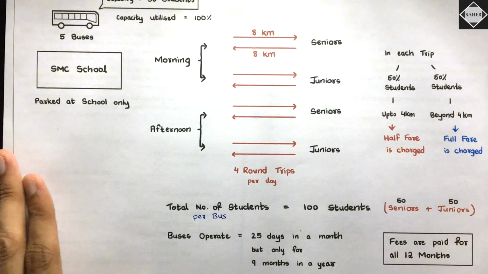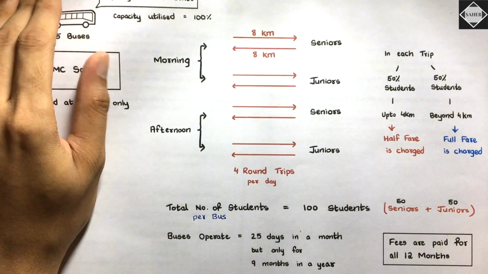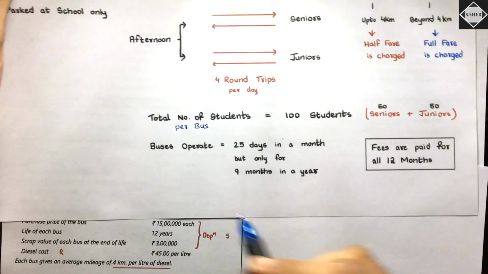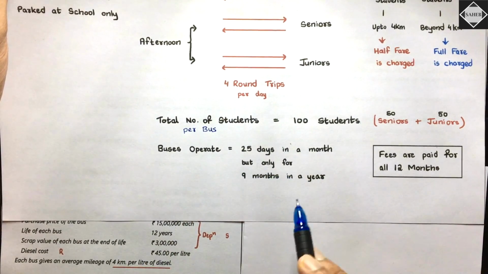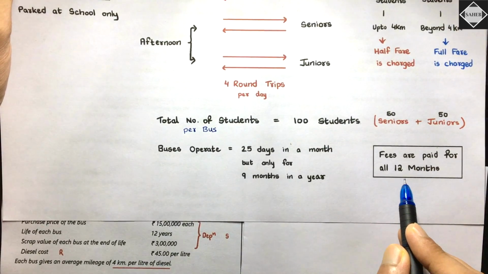Is it clear? This is a little bit complicated question, so we have to simplify this properly and understand. Okay, so you understood that also. And then they are saying buses operate 25 days in a month, but only for 9 months in a year. But fees have to be paid for all 12 months.